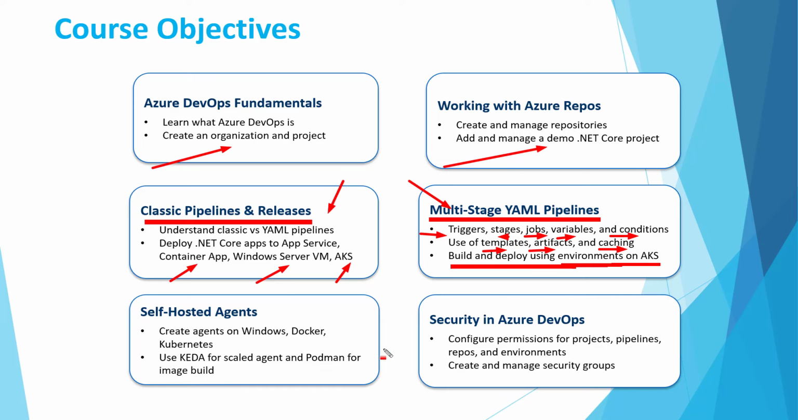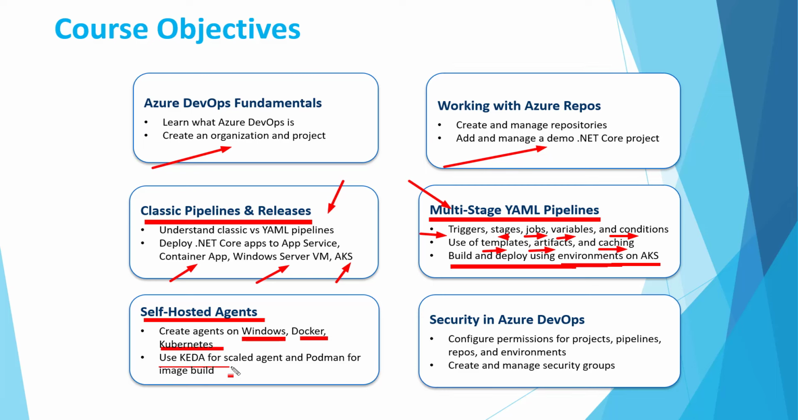After it, we'll talk about how to create a self-hosted agent inside Azure DevOps. We will create agents on Windows Server and in a Docker container. We'll try to make the self-hosted agent inside a Docker container. Also, we'll try to make it inside the AKS cluster, to make the build agent inside the Kubernetes cluster.